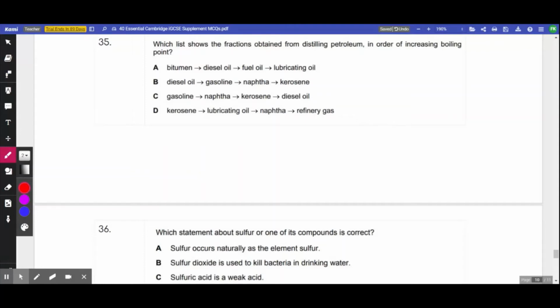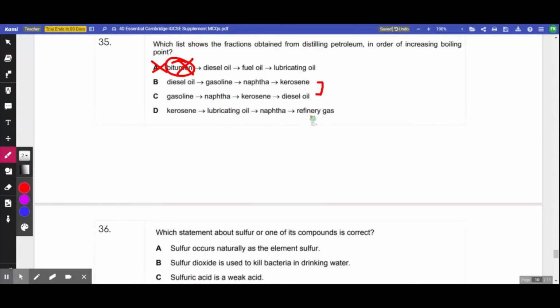Okay, so it's in terms of increasing boiling point, and the fact that bitumen is actually indicated as being an early one for A excludes A completely. That was actually the least popular answer. Unfortunately, bitumen is not present in B, C, or D, so we can't rely upon bitumen being something that will help us any further. You've got diesel oil, then gasoline, and naphtha, then kerosene in the second one. You've got gasoline, naphtha, and kerosene, and diesel oil. So those two are very, very similar to each other in terms of the order. And then you've got kerosene, lubricating oil, naphtha, and refinery gas.